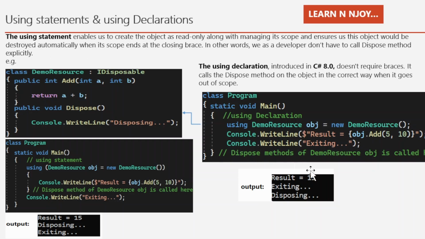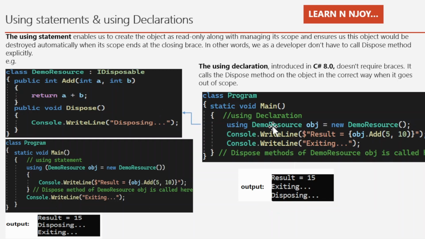If you see the output over here, the first statement printed is "Result is equal to 50," because after the using declaration we have written this line, right? And after that "Exiting" got printed, Console.WriteLine("Exiting"), right? And "Disposing" is printed on the last line, right? Why? Because this scope is going to end at the curly brace of the Main method. So the Dispose method of the DemoResource obj is called over here, and once these two statements got printed, then the Dispose method got called, and then it just prints this statement, Console.WriteLine("Disposing"), and that's what got printed over here.